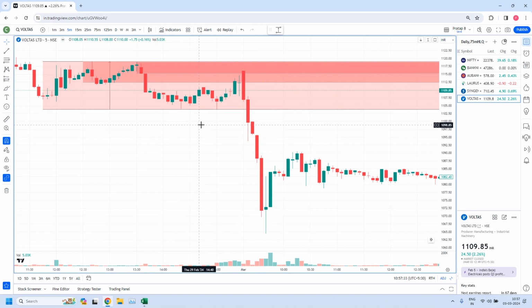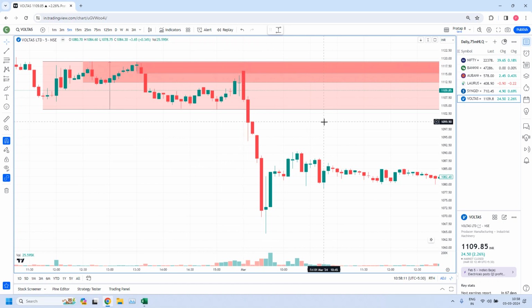We should not forget it. There is a difference between pronouncing a 5-minute zone and the fine-tuned 5-minute zone. Here we are not taking trades on the 5-minute zones. We are taking trades on the fine-tuned 5-minute zones. That means the 5-minute zone should be inside the 15-minute zone, and that 15-minute zone should be inside the 75-minute zone. Then we call this 5-minute zone a fine-tuned 5-minute zone. If you want to take a trade, the fine-tuned 5-minute zone should be a fresh zone.